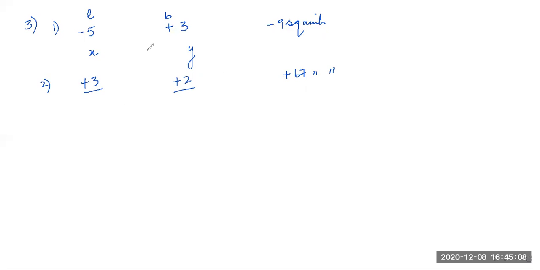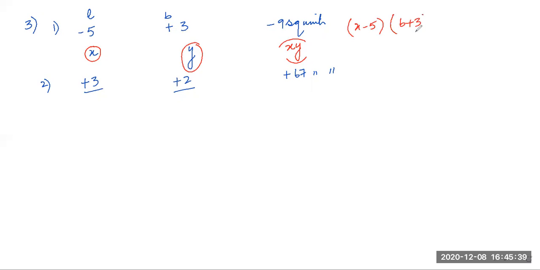Fine. So he says now initial length is x and initial breadth is y. So what will be the initial area? It's xy. All right. Now what will be the new area? New area is, decrease the length by 5, so the length would be x minus 5, and increase the breadth by 3, b plus 3.